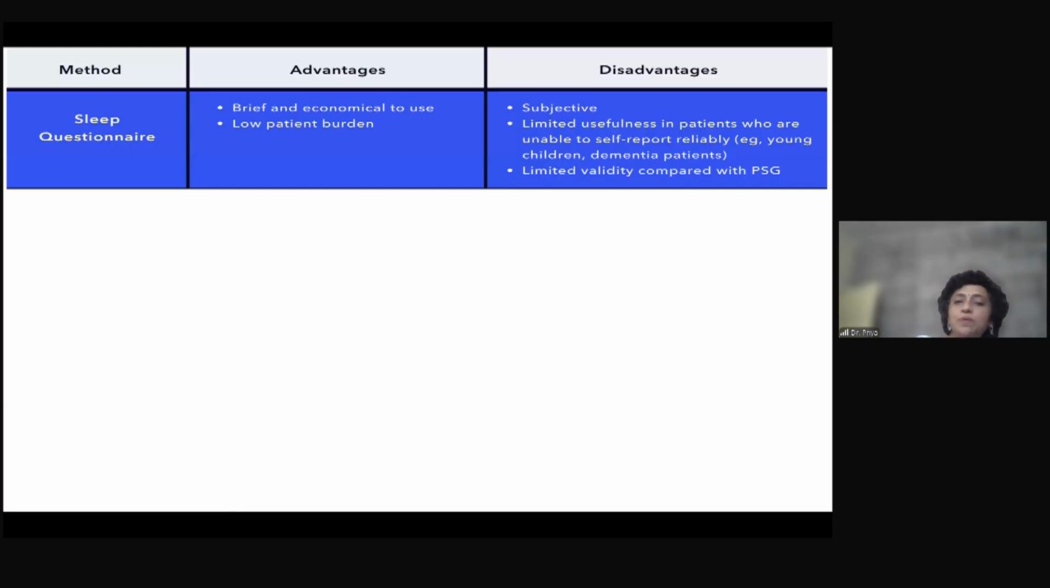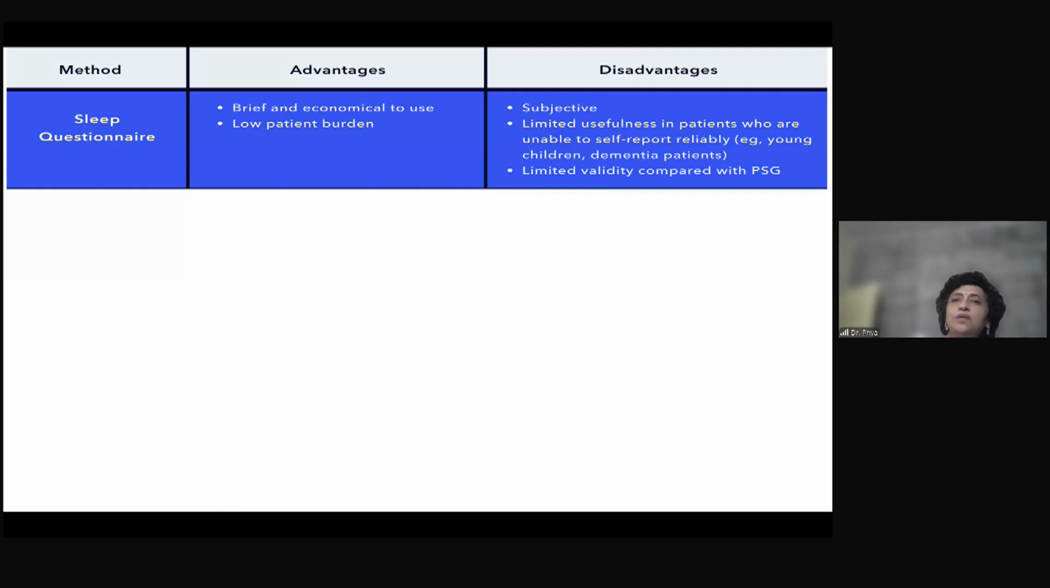So, summing up my whole presentation, a sleep questionnaire's advantage is that it's brief and has low patient burden, but the disadvantage is that it's very subjective. For example, a driver who wants a license will never accept daytime sleepiness. And there are some who are not at all sleepy despite OSA, and there are some who don't even realize that they are sleepy.